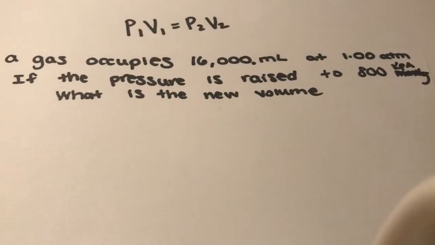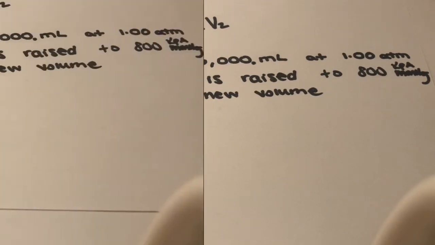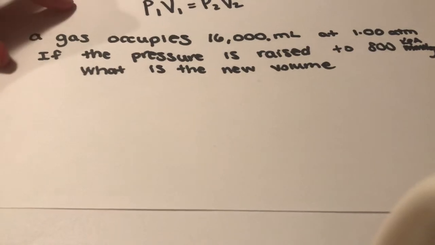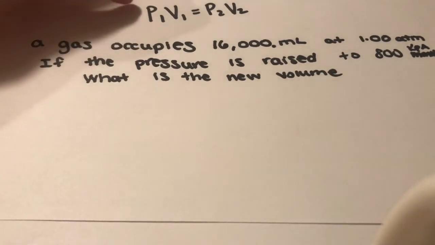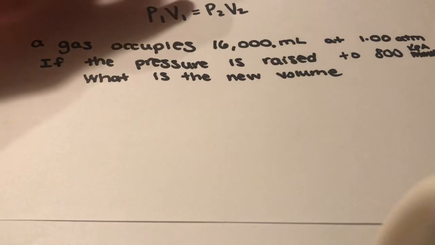A gas occupies 16,000 milliliters at 1 atm. If the pressure is raised to 800 kilopascals, what is the new volume? You can start by filling in the information that you already know. So far we know P1, V1, and P2.